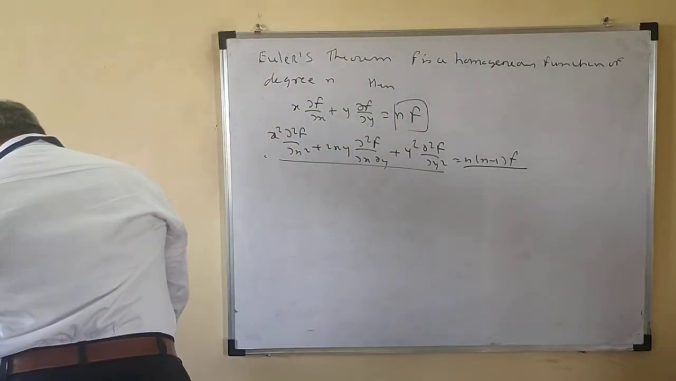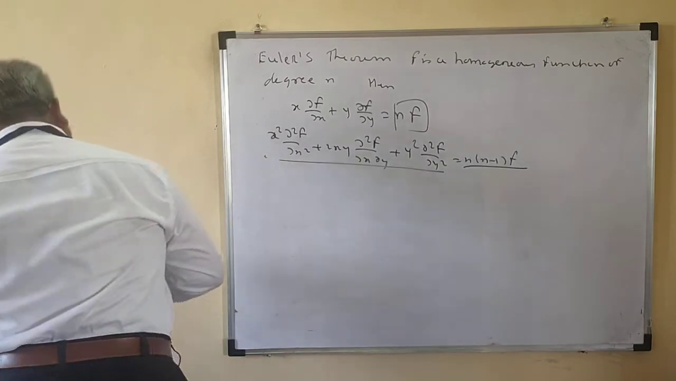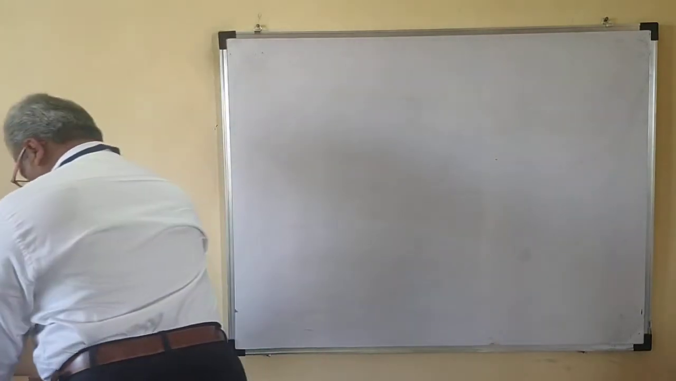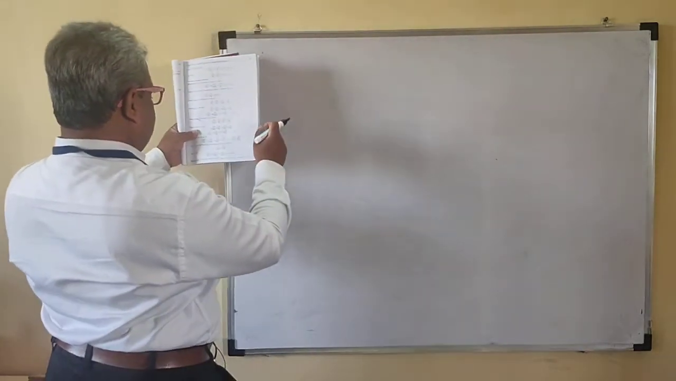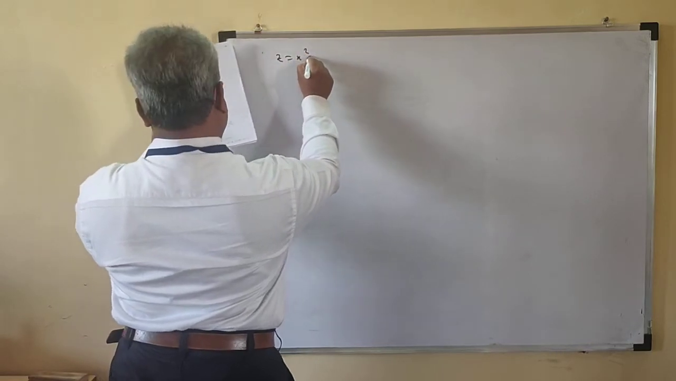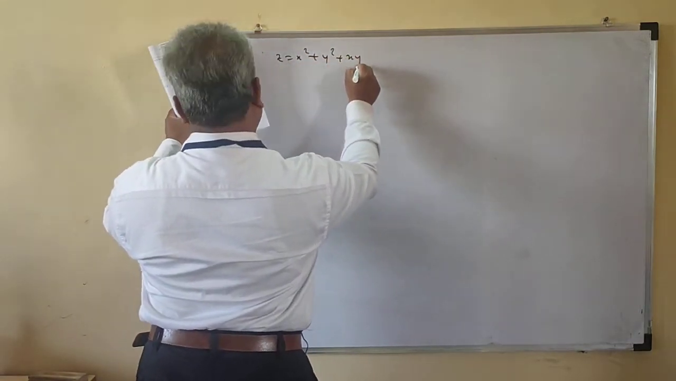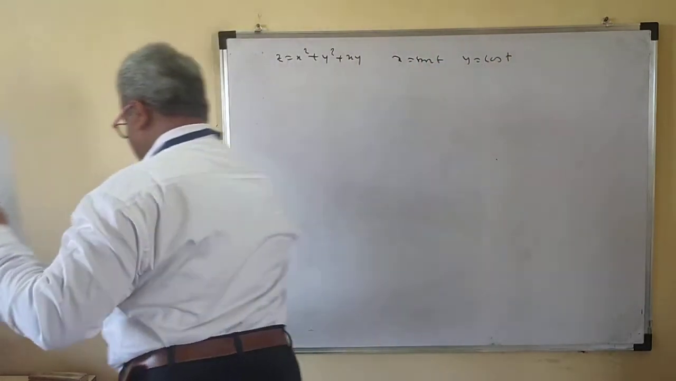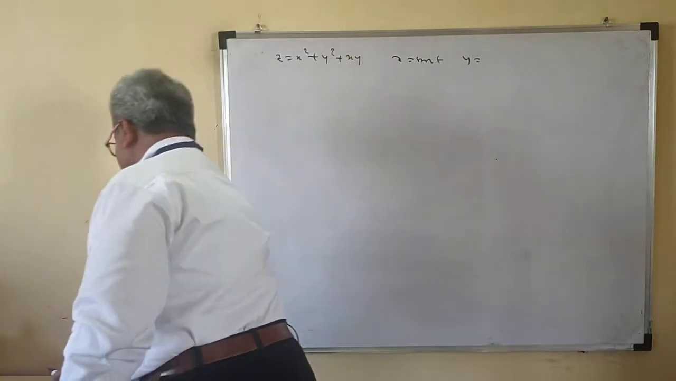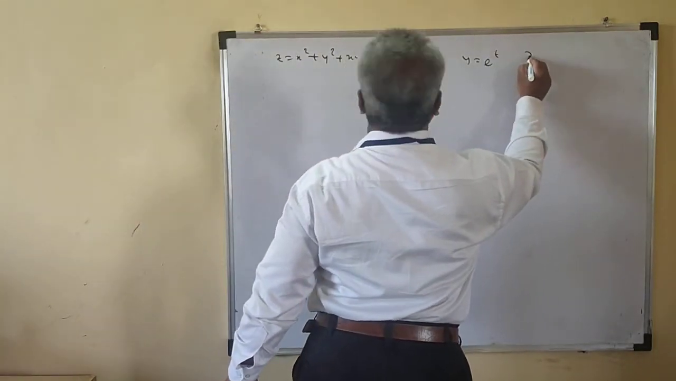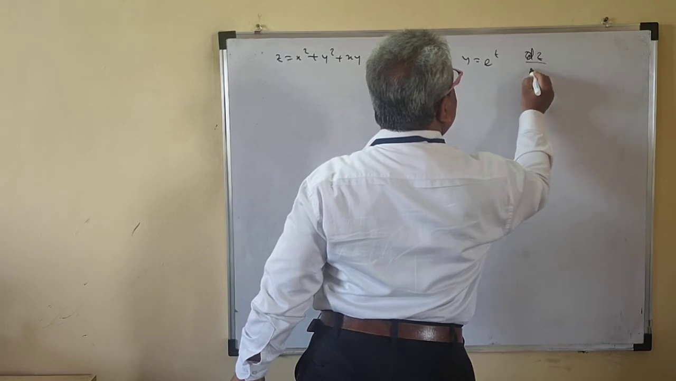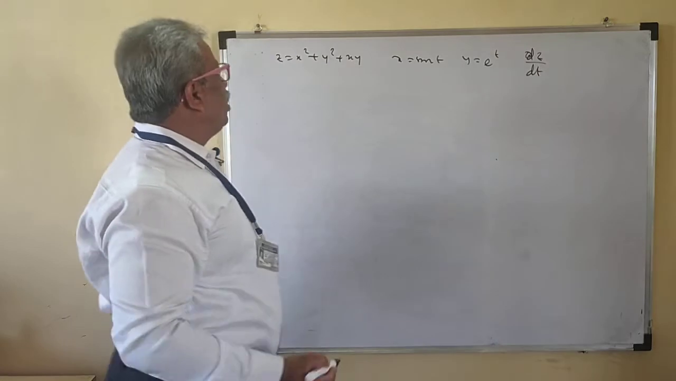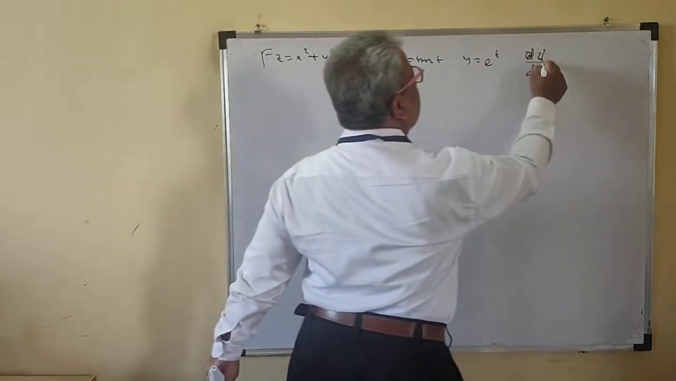We'll see some problems on it. We'll take some examples. Suppose z is equal to x square plus y square plus xy, x is equal to sin t, y is equal to cos t, e raised to t, and they want dz by dt. Or if you say f, then this is df by dt. If they say capital F, then this is capital F by dt.